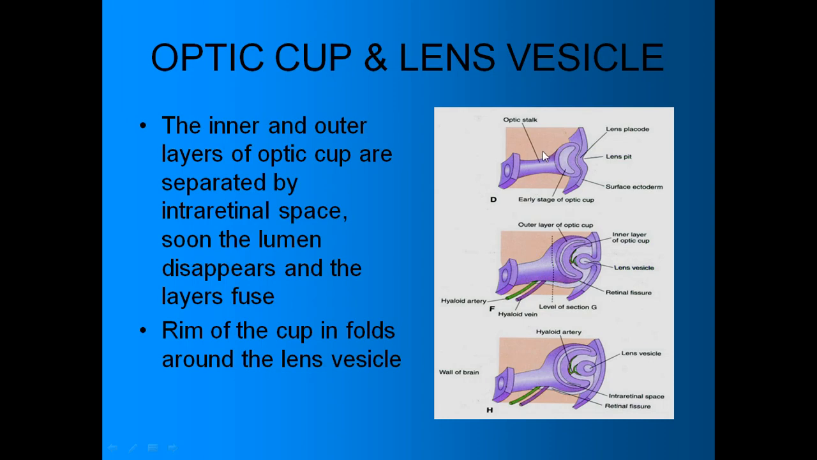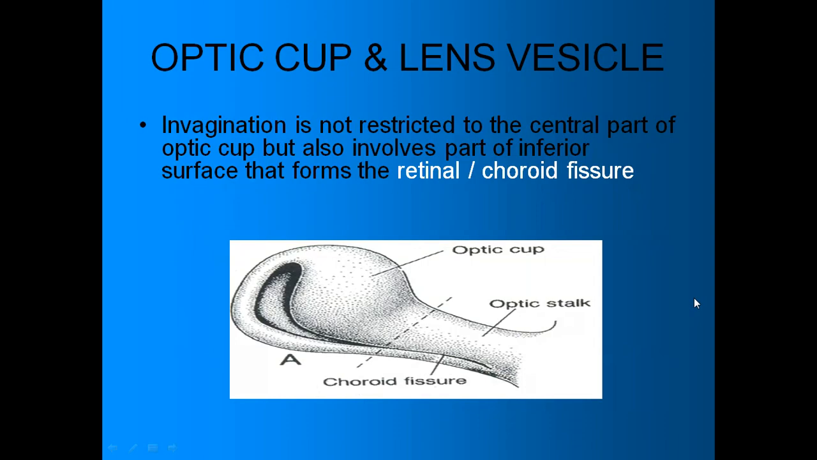This optic stalk is the future optic nerve, but the nerve begins from the ganglion cell layer of the retina and goes backwards through a stalk called the optic stalk. The fate of the lens vesicle also: the lens placode becomes one vesicle, then it will have an anterior layer and a posterior layer. Details I will tell you in the next slide.